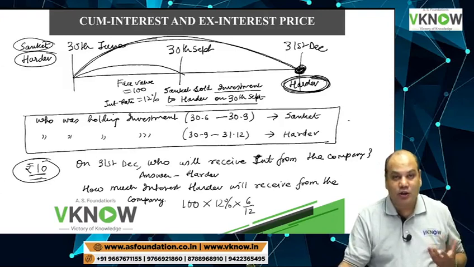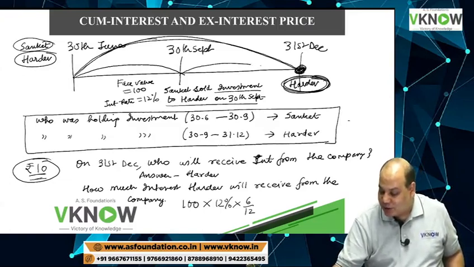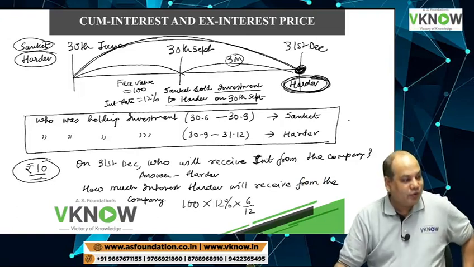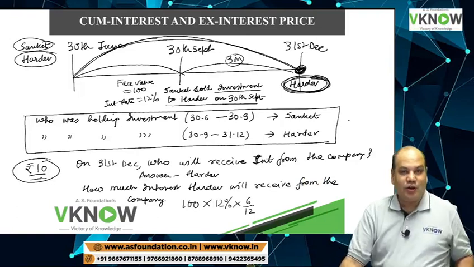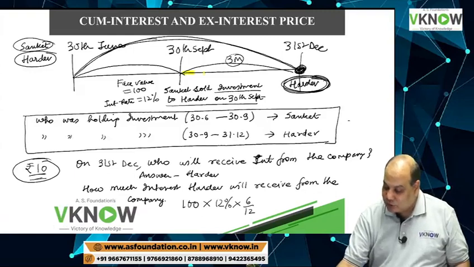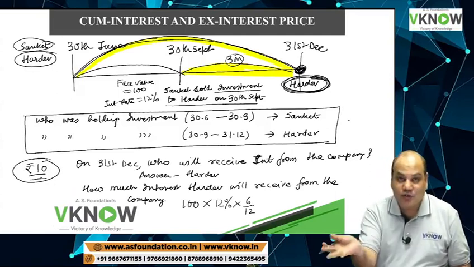But then Hardev is surprised. His mouth is open. Why did I receive interest for 6 months? I was holding the debenture only for 3 months. Oh my God, lottery for Hardev. He was holding the investment for 3 months, and the company gave him interest for 6 months.